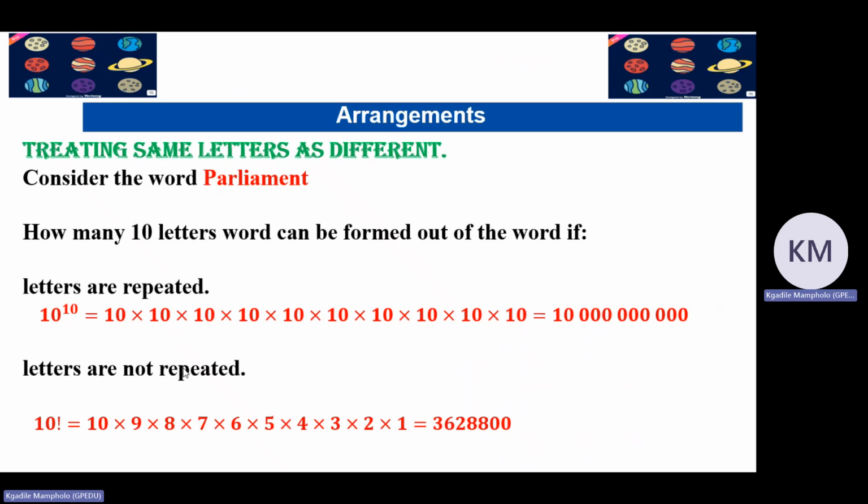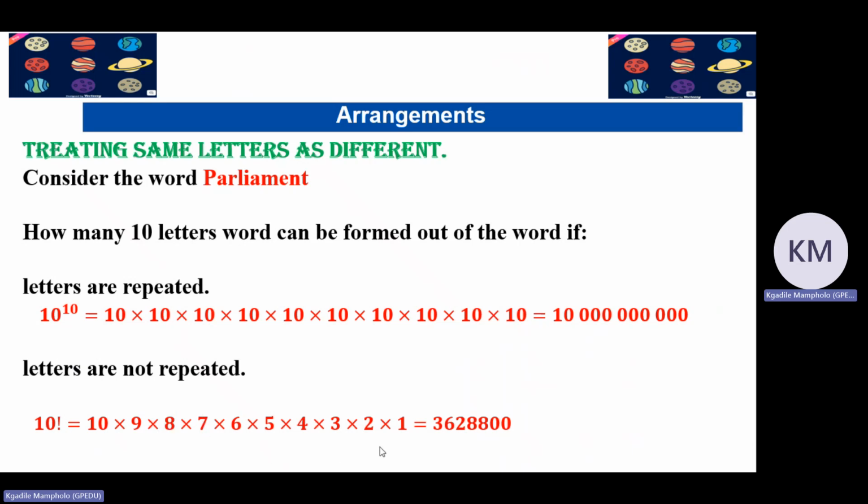Now let's look at when repetition is not allowed. If you are still forming a 10-letter word using the word parliament, when you choose the first letter, you'll be choosing out of 10, because repetition is not allowed. When you choose the second letter, you'll be choosing out of 9. For instance, if the first letter is T, we are not going to have T again, so you'll be choosing out of the 9 letters from P to N. Then the third one, you choose out of 8, then 7, and so on.